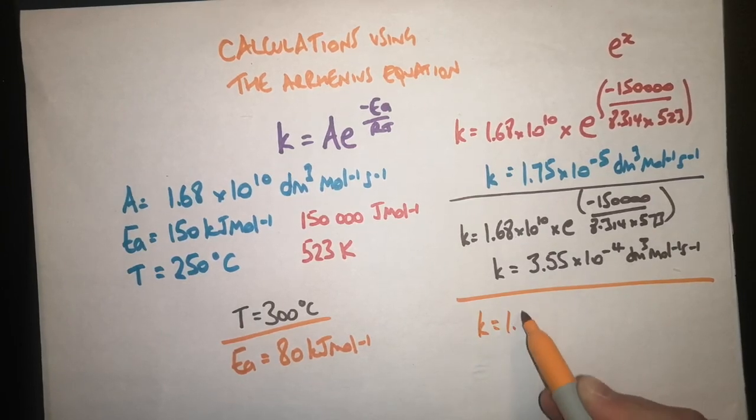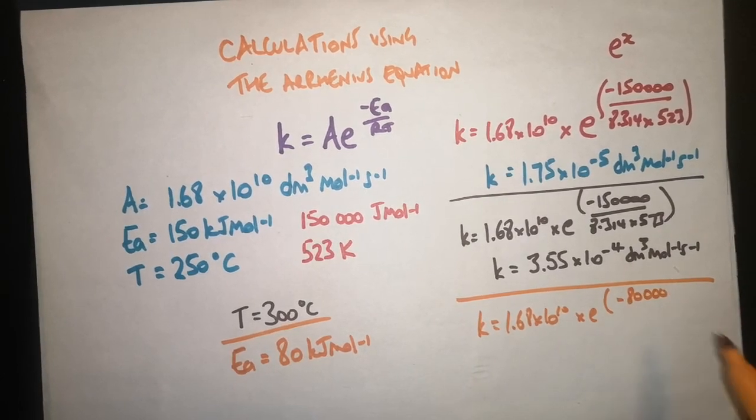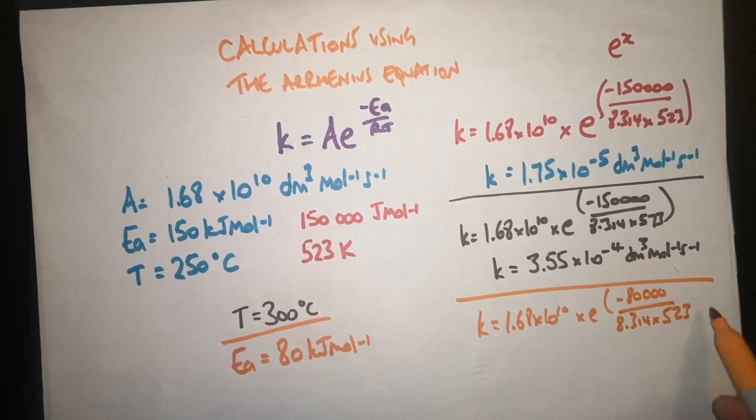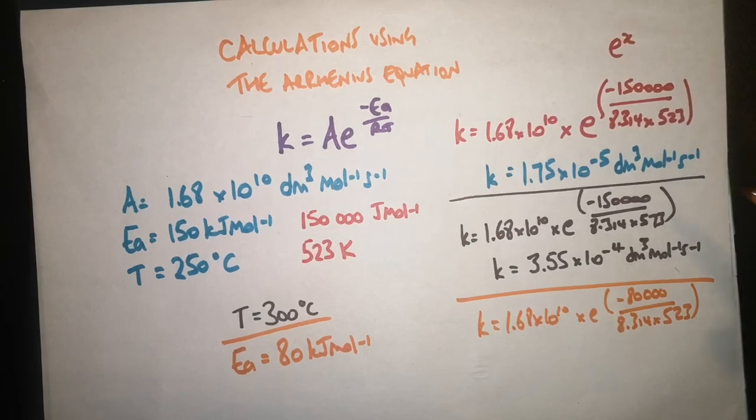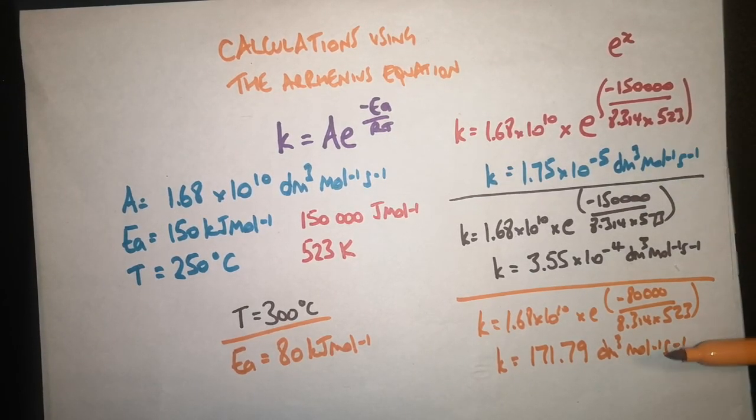So we'd have k equals 1.68 times 10 to the 10. Pretty much exactly the same, but this time it's 80,000 rather than 150,000, over 8.314 times 523, so it's the same as the top one. And here I get an answer of 171.79 dm3 mol^-1 s^-1. Now that's a huge difference from the first one. All we've done is added the catalyst, changed the activation energy from 150 kilojoules per mole to 80, and it's actually increased the rate of reaction by about 10 million times. Huge difference.